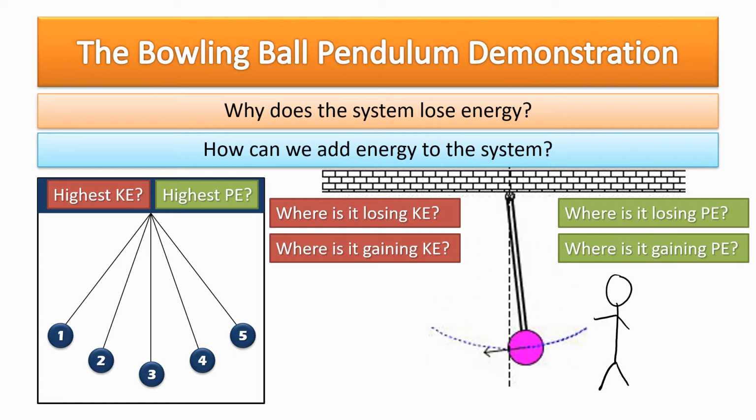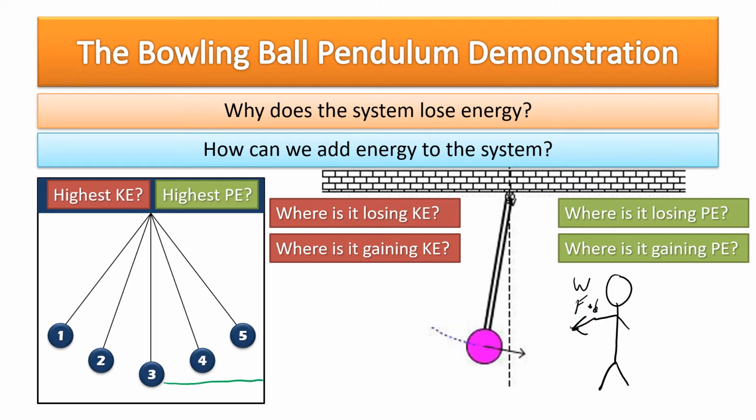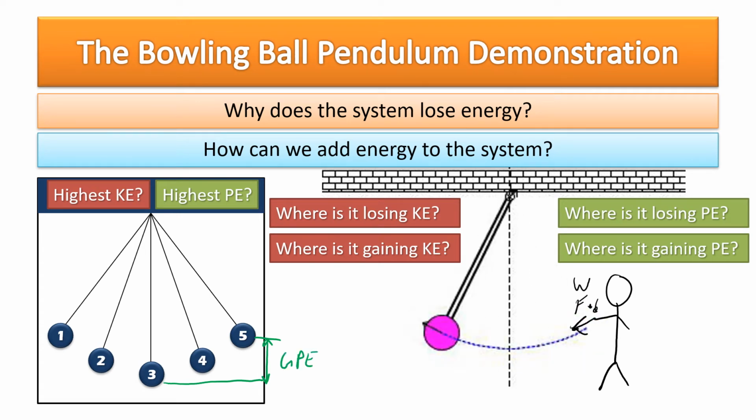If I push on the ball, if I push on the bob, I exert a force over a distance, then I can do some work on the bob. And by doing work on the bob, I'm adding energy to the system. So not only do I have this gravitational potential energy, GPE, the total energy is going to be the potential energy plus whatever work I do by doing the force. I'm just pushing on it, force times distance.